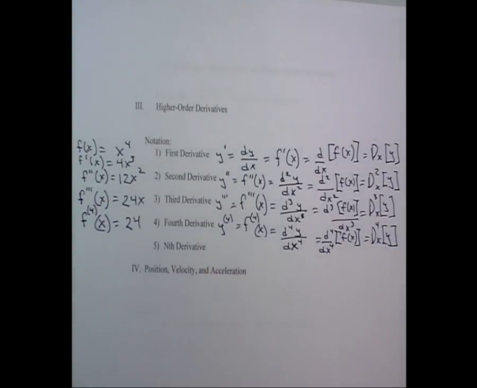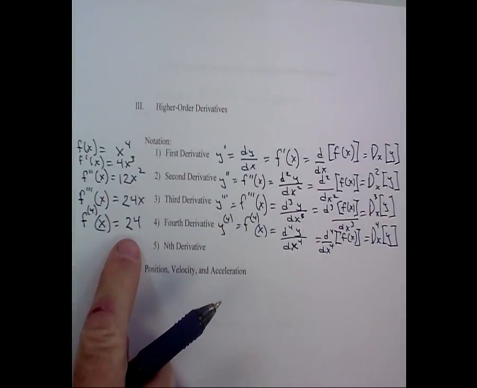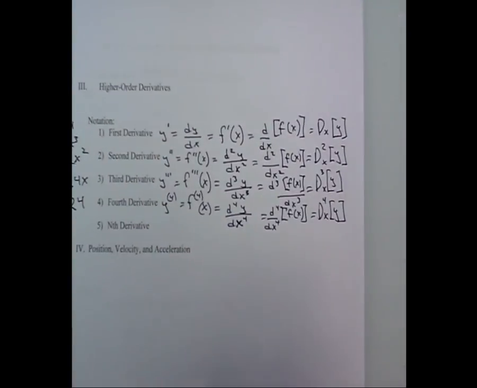Okay? Now, what do you suppose the 5th derivative is of this? The 6th derivative. 7th derivative, 0. Okay? All polynomials eventually die.